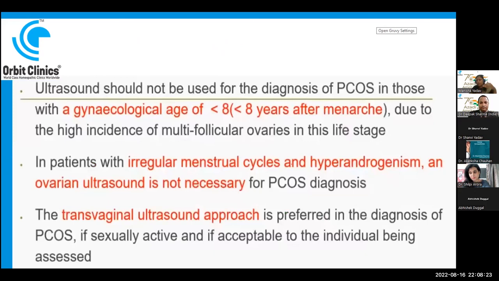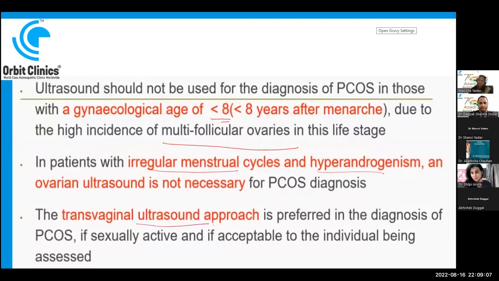And finally, nowadays ultrasound should not be used for this diagnosis if the age is less than 8 years. Because in young girls, there are initially multifollicular ovaries in early life. Multiple follicles start growing there, and at that age the ovary looks polycystic, but it is not considered PCOD because that is a functional condition. If there are irregular menses and excess androgen, then there is no need for any ultrasound. Like the Rotterdam criteria, if 2 out of 3 are present, there is no need to go for any ultrasound.